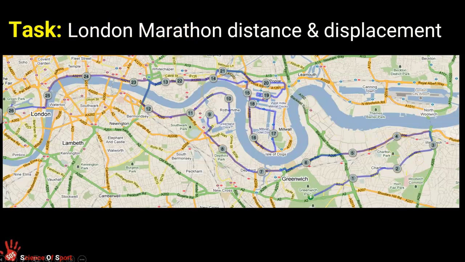So let's start off by looking at distance and displacement. Here's an example, the London Marathon. So the question would be, what is the distance travelled by athletes in the London Marathon, and what is the displacement travelled by athletes in the London Marathon?